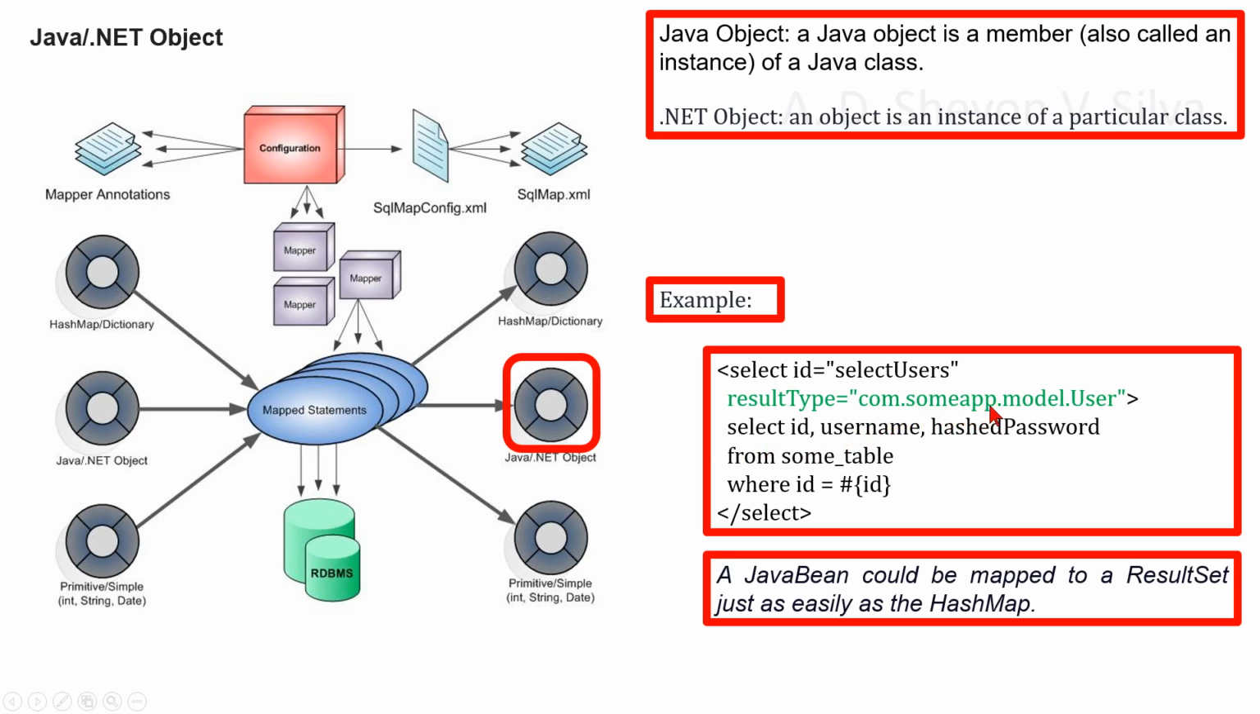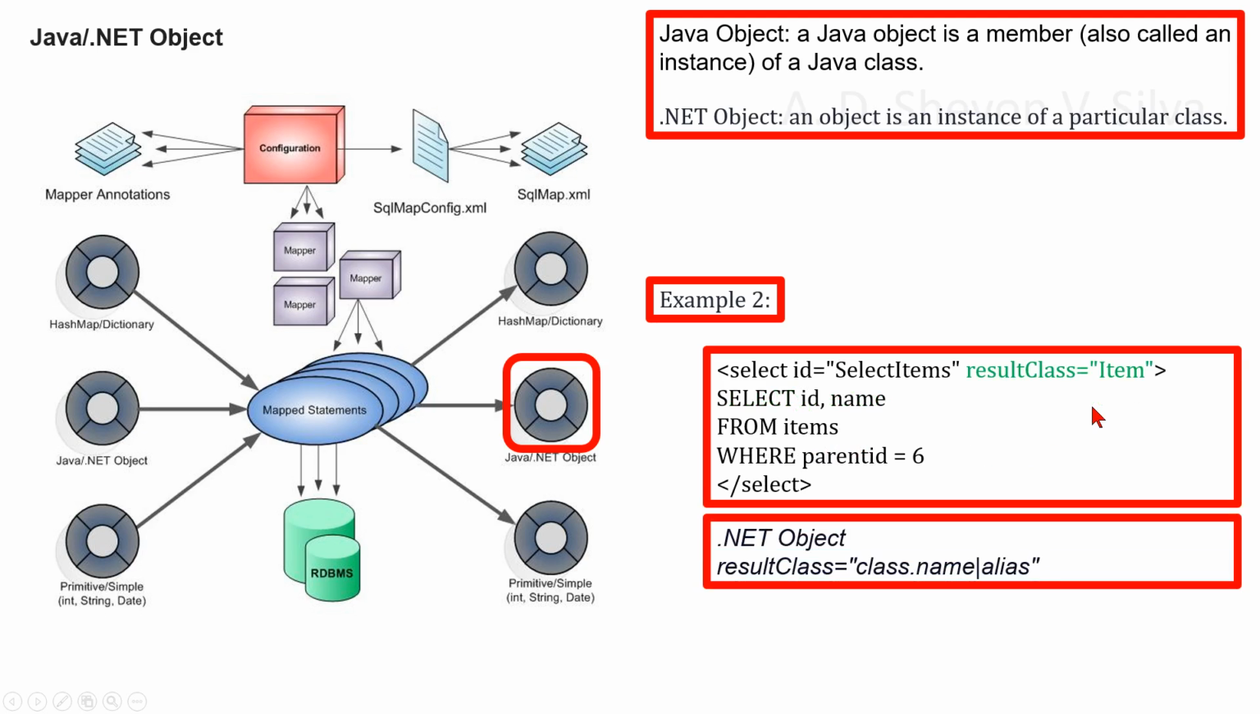As an example, we can consider this one. A Java bean could be mapped to a result set just as easily as the hash map. Here you can see user. As example 2, we can consider this one. This is a .NET object in .NET platform.